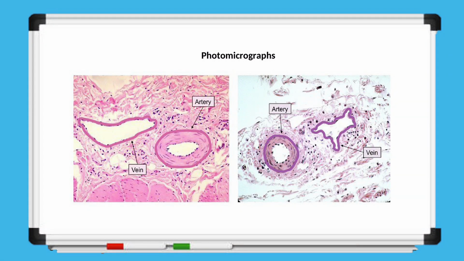Next, we will examine some photomicrographs to see how arteries, veins, and capillaries appear under the microscope and whether we can identify them. These images help us understand the structural differences between the vessels more clearly. Looking first at the artery, we notice a thick, muscular, and elastic wall, which is clearly visible in the photomicrographs.